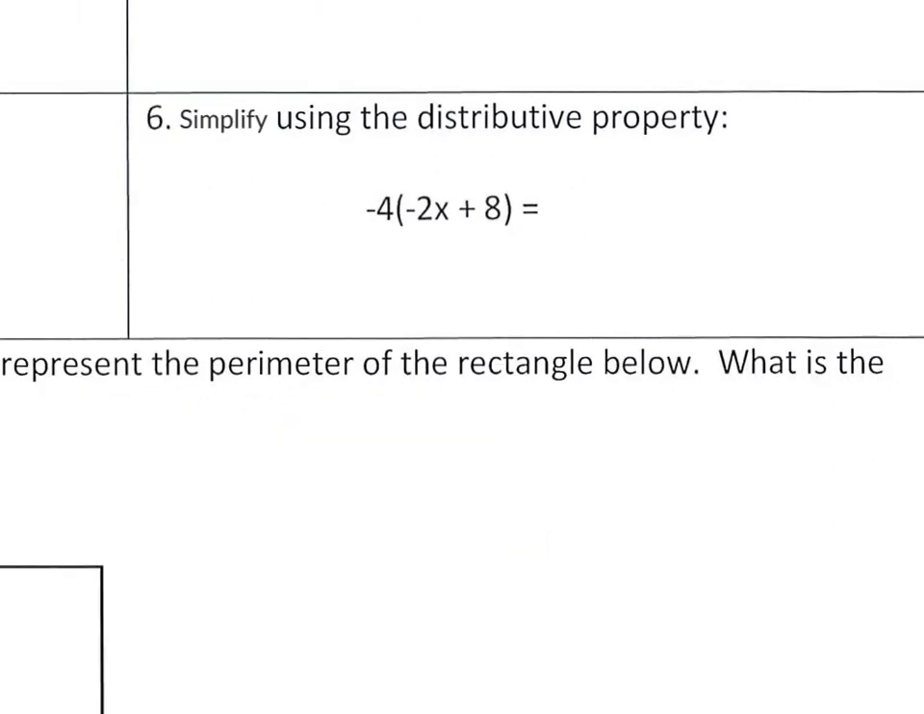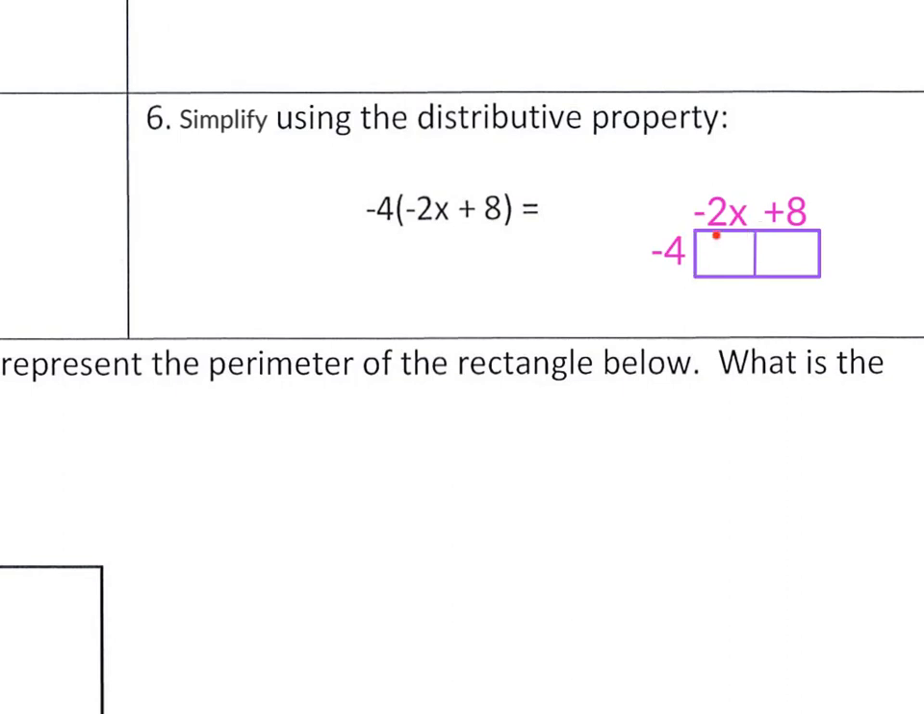Number 6 is a similar concept. We're still going to need to use an area model to multiply the -4 times the -2x plus 8. So it'll look very similar. Area model, the -4 on the left, and the -2x plus 8 on the top. Then to fill it in, we multiply.